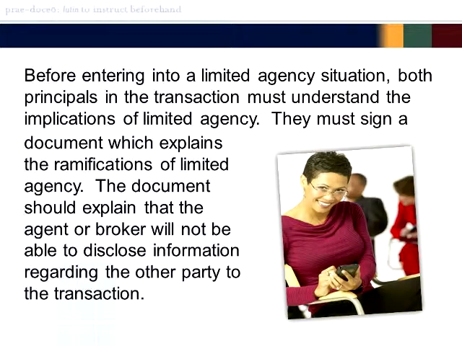Before entering into a limited agency situation, both principals in the transaction must understand the implications of limited agency. They must sign a document which explains the ramifications of limited agency. The document should explain that the agent or broker will not be able to disclose information regarding the other party to the transaction.